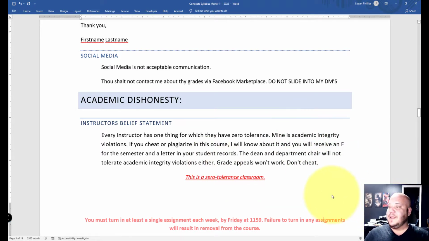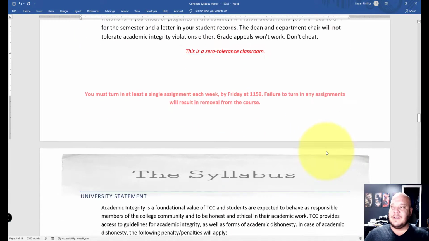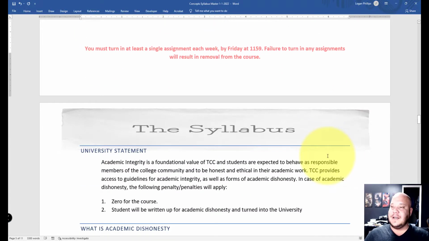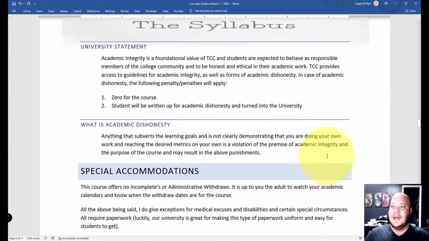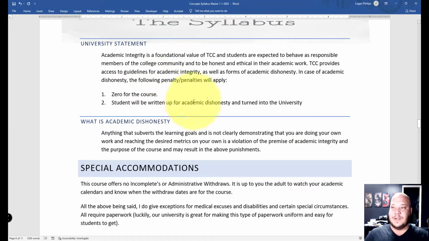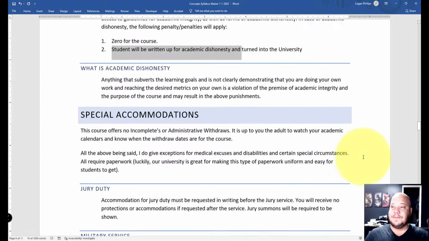Academic dishonesty, again, as stated, this is a zero tolerance class. Any academic dishonesty will result in an F in the class. For the university, it will result in a 0 for the course, and you'll be written up for academic dishonesty and turned in to the university.